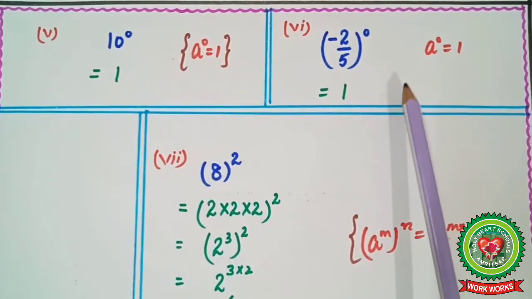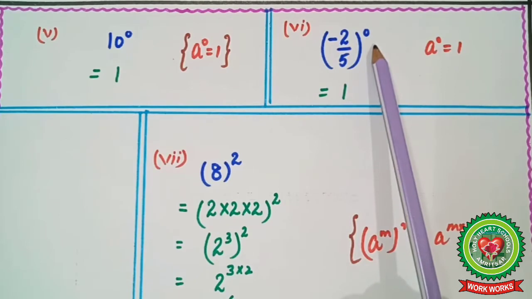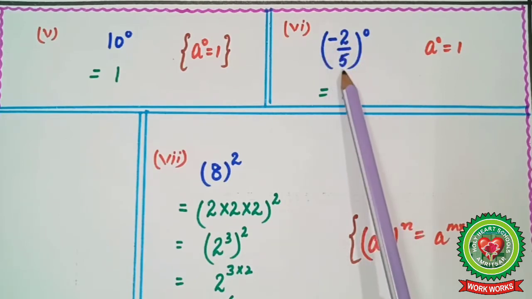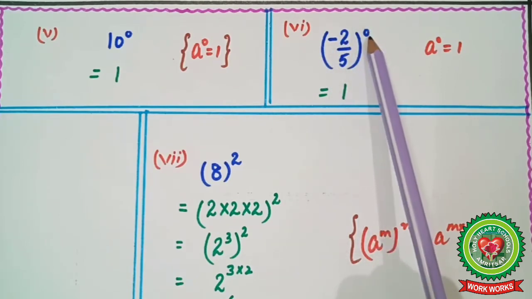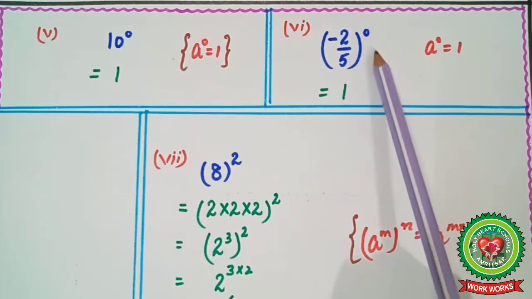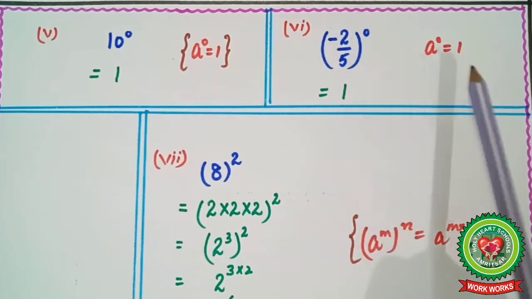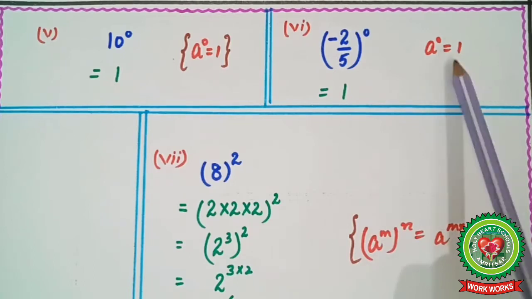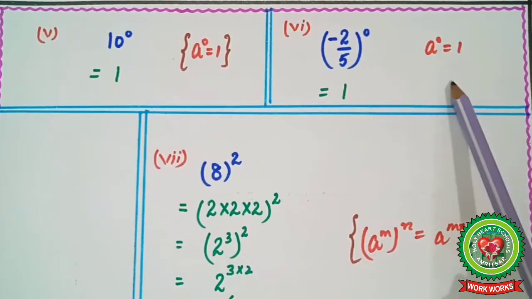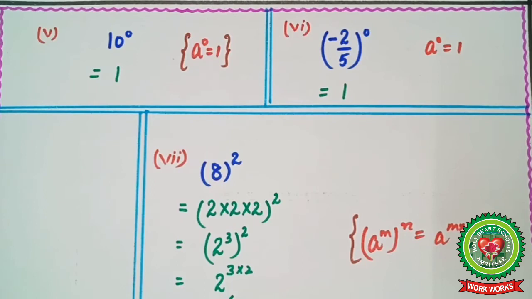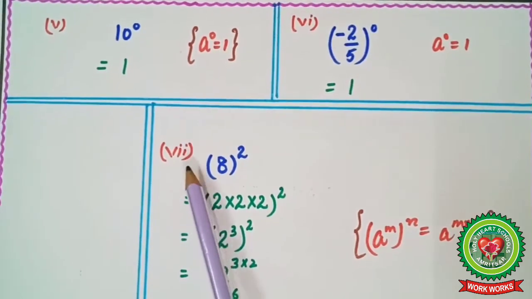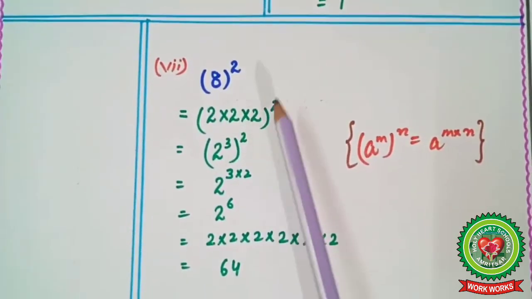Similarly, next example I'm taking is (-2/5) raised to power 0. It means the base is -2/5, right? And its power is 0. So whenever any number is raised to power 0, the answer will be equal to 1. Similarly, we have to write the rule over here on the right hand side. Clear? So next question we have, that is example number 7, 8 raised to power 2.